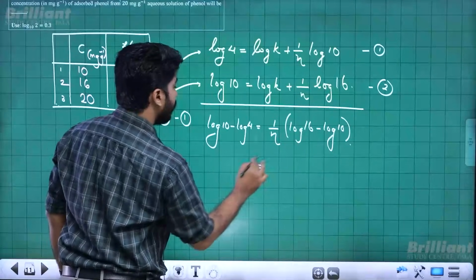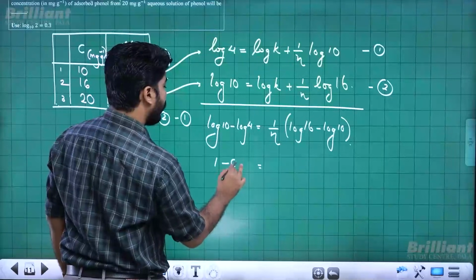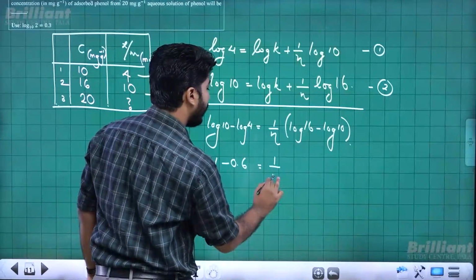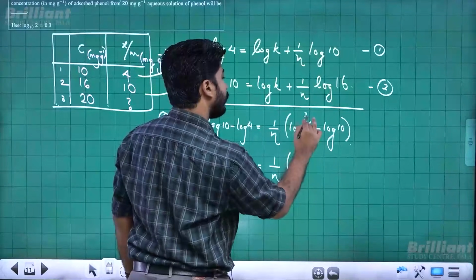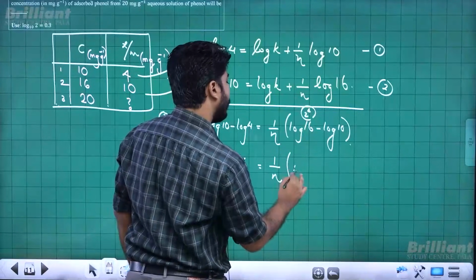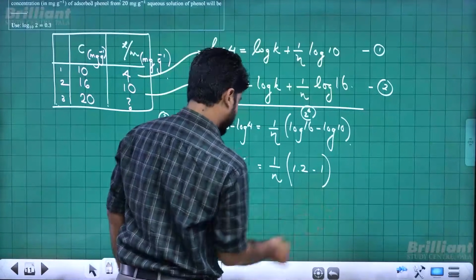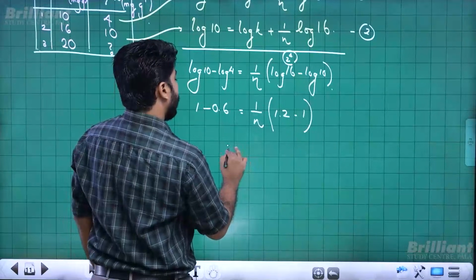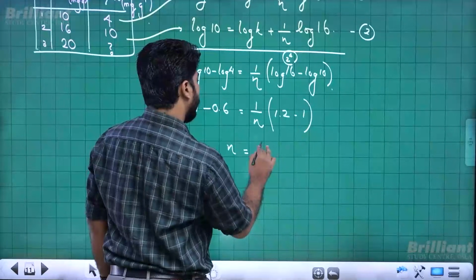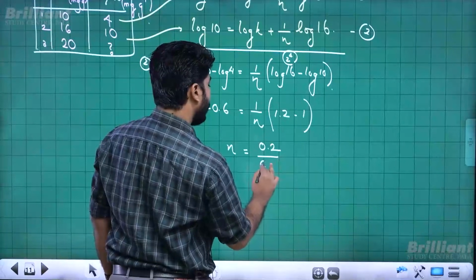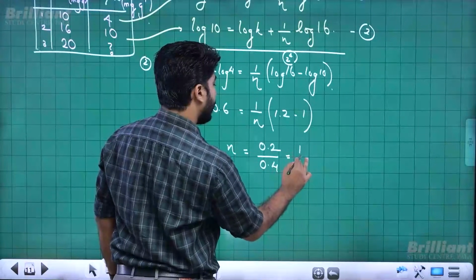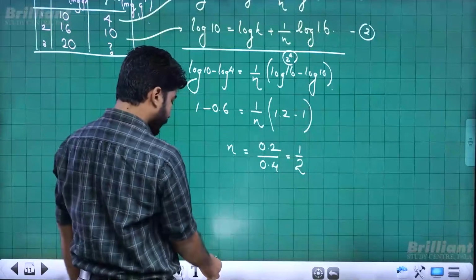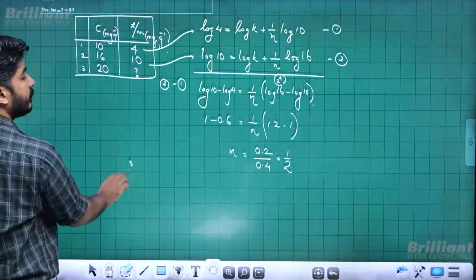So this is 1 minus 0.6 is equal to 1 by N into (2 raised to 4, that is 1.2 minus 1). So N will be 0.2 divided by 0.4, which is 1 by 2. So we obtained the value of N as 1 by 2.